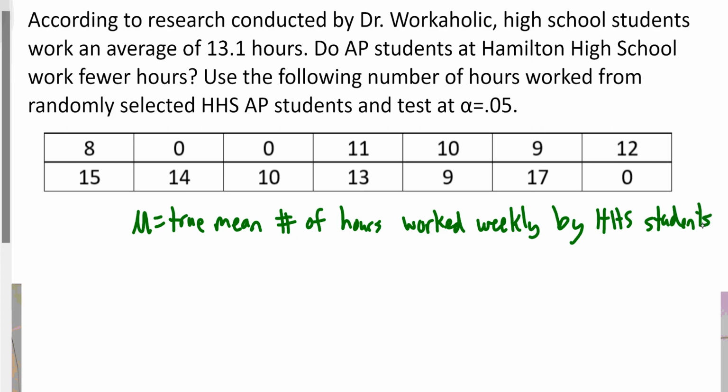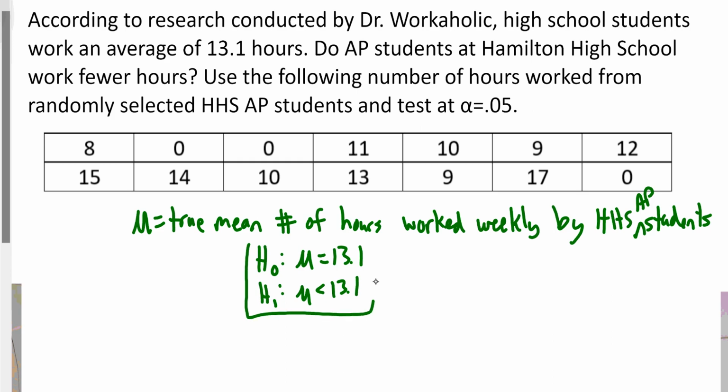And right away, I'm going to state my hypotheses. Our hypotheses would be that we're assuming it's the same as the national average that was given of 13.1. But our hunch, we're trying to test to see if we have any evidence in this direction, is that the mu for, oh sorry, I'm going to add in here, by HHS AP students. We're looking at AP students. We think it's less than that because they have more schoolwork to do. Okay, there are our hypotheses. Now, we want to get into checking the conditions.